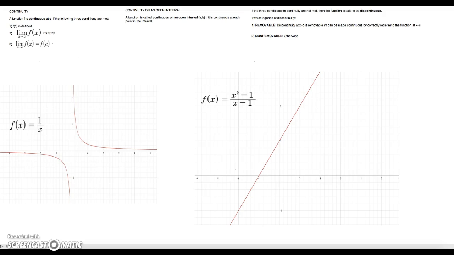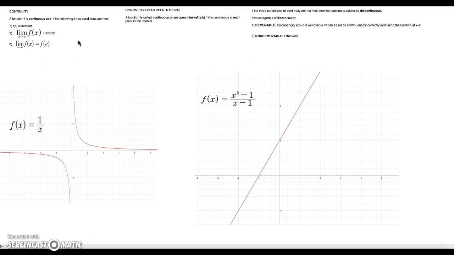The simplest way to put it is if these three conditions that are listed here are met. If we're talking about a certain point, how do we know if a function is continuous at that point? Let's say the point is c. It's continuous at c if, number one, the function evaluated at c is defined. If we plug in c and get an undefined value, we have a problem right away. That will immediately say it's discontinuous.